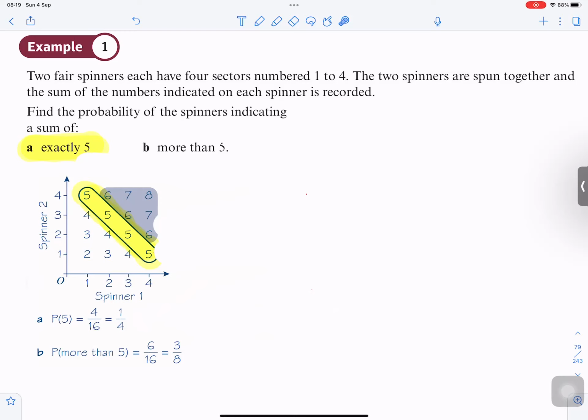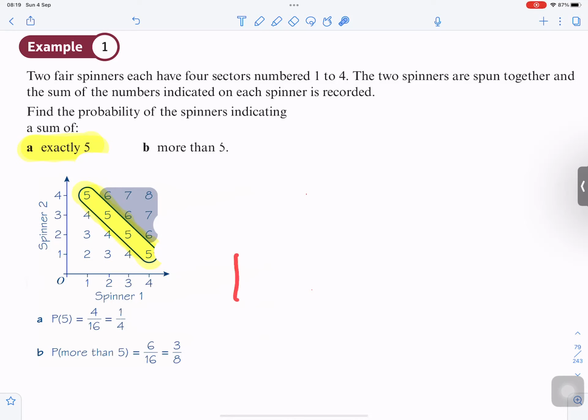And the probability of more than 5. So to get more than 5, we can count how many of the numbers. So we can count 1, 2, 3, 4, 5, 6. So there are 6 sums which are more than 5 for this part.